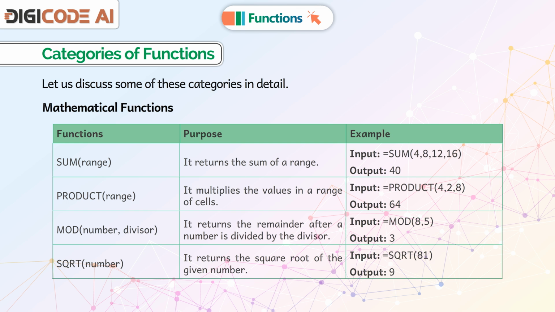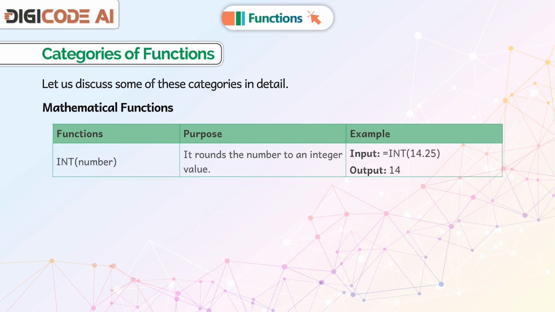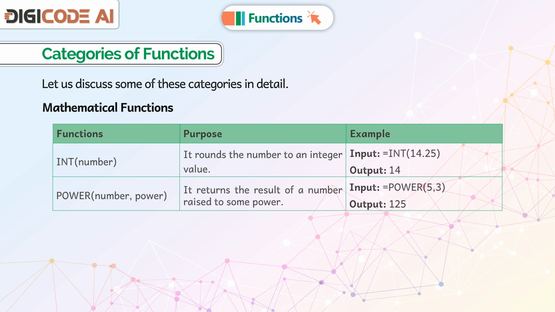SQRT(number). It returns the square root of the given number. Input: SQRT(81), output: 9. INT(number). It rounds the number down to an integer value. Input: INT(14.25). Output: 14. POWER(number, power). It returns the result of a number raised to some power. Input: POWER(5, 3). Output: 125.